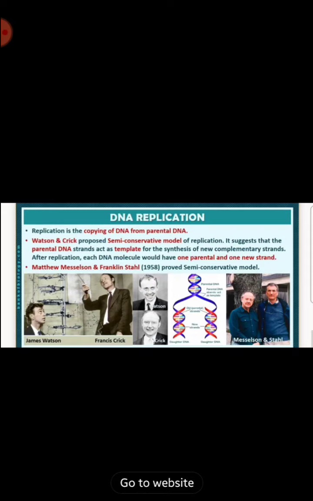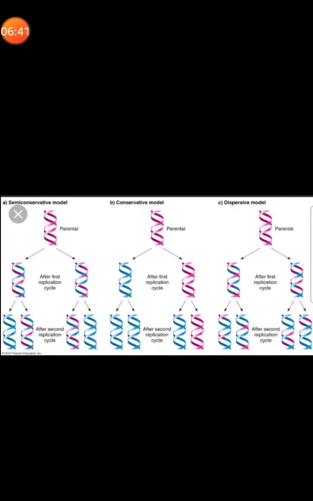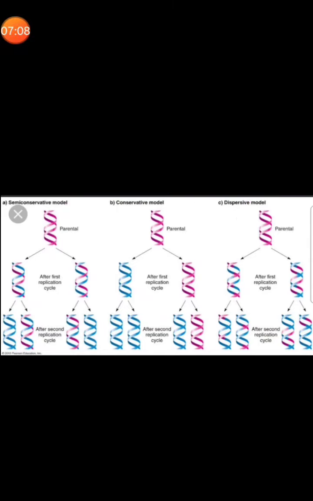So we will see what is actually meant by the semi-conservative model of DNA replication. Before that, the scientists had different ideas about how the DNA from the parents would be copied. There were three models: the semi-conservative model, the conservative model and the dispersive model. They did not know how the DNA would make copies. So what do we mean by the semi-conservative model?